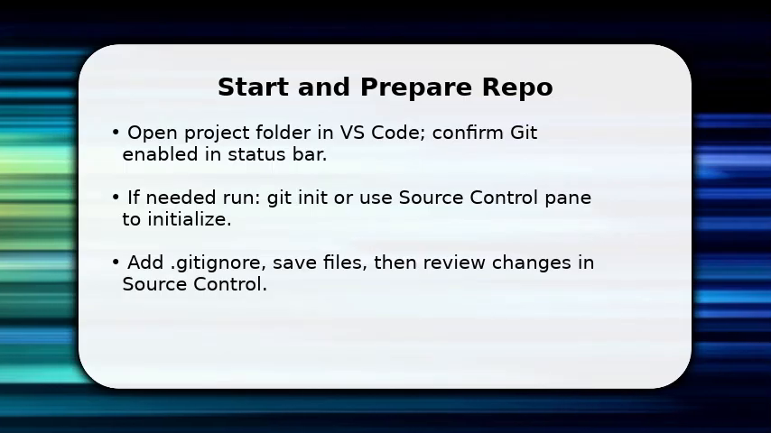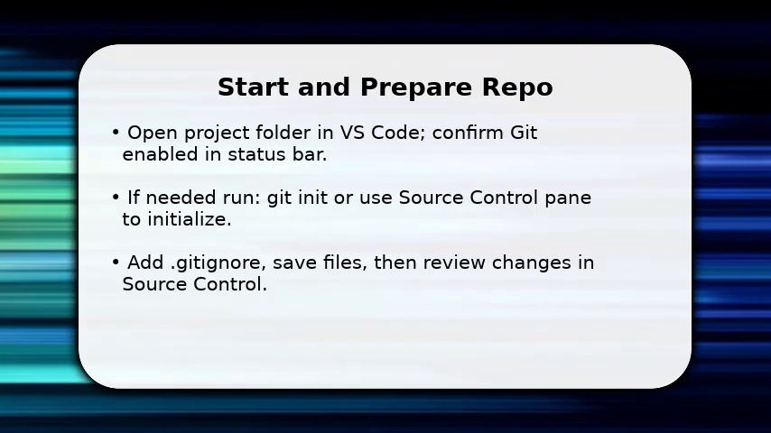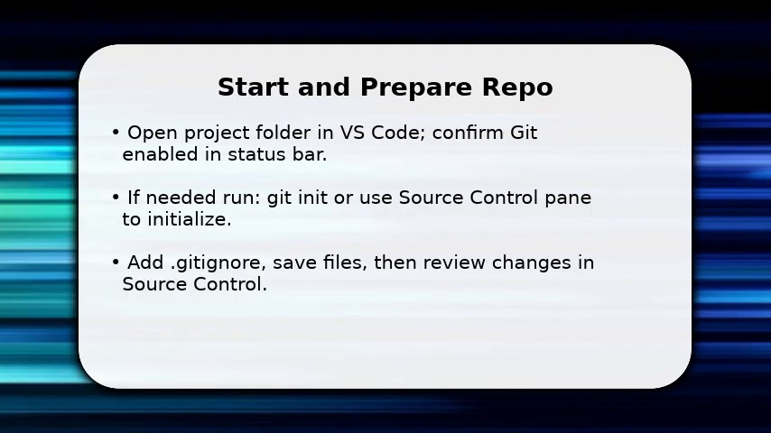You open the project in VS Code and immediately check the source control icon to see tracked changes. If the repository isn't initialized, run git init or click Initialize Repository so Git starts tracking. Once done, create or update a .gitignore to avoid committing generated files.